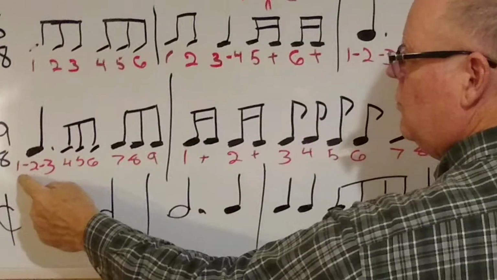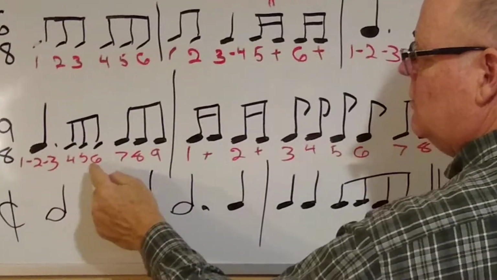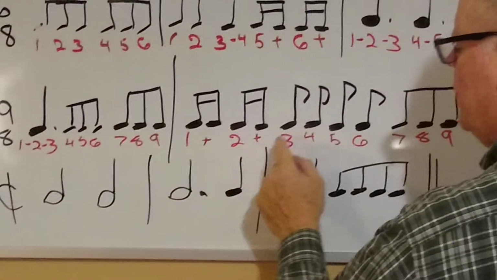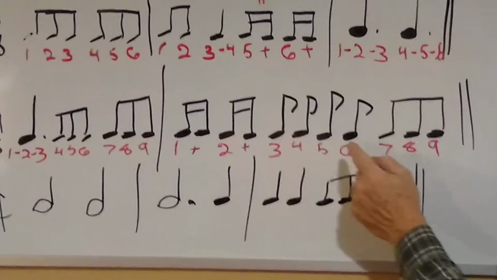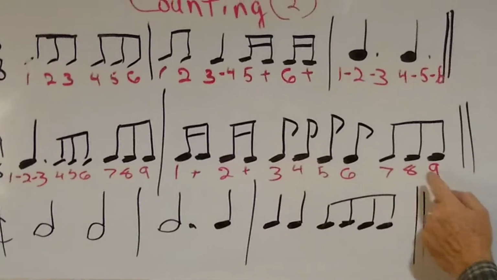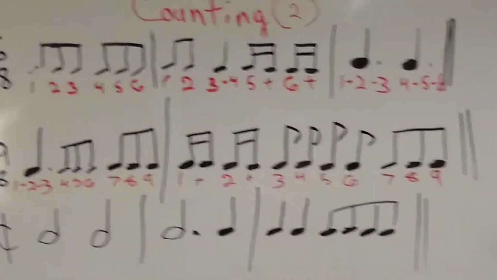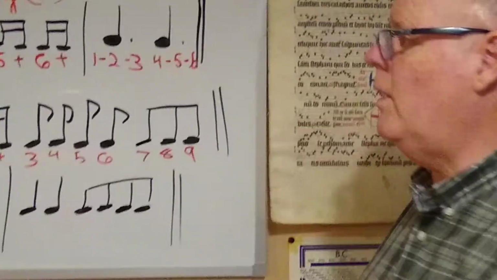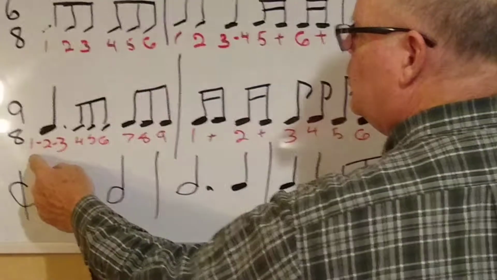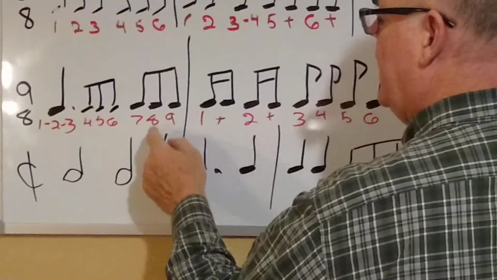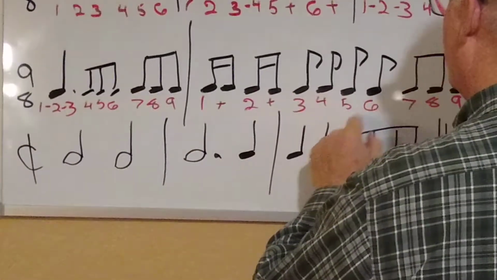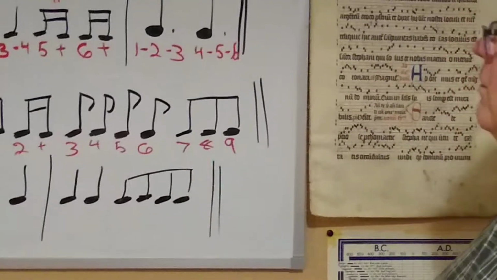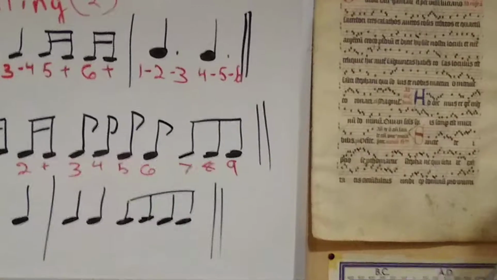1, 2, 3, 4, 5, 6, 7, 8, 9. 1 and 2 and 3, 4, 5, 6, 7, 8, 9. And you know, they could always go faster. You could think about it this way. You can go 1, 2, 3, 4, 5, 6, 7, 8, 9. 1 and 2 and 3, 4, 5, 6, 7, 8, 9. They can go slower, they can go faster. And the same with this one.